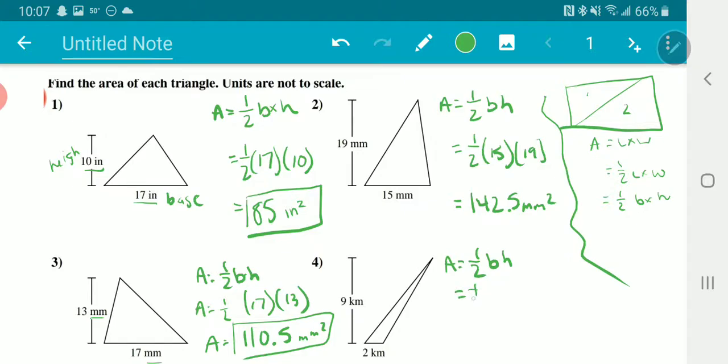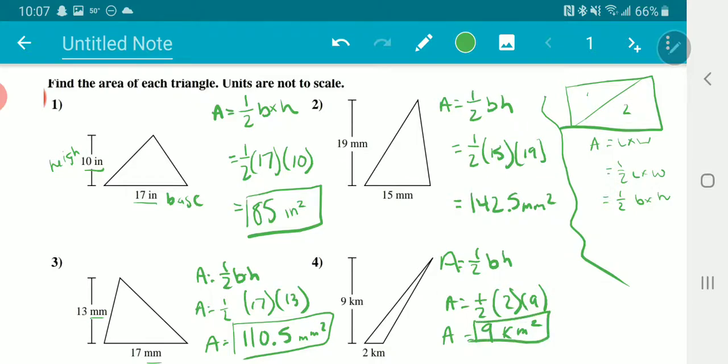My last one for the notes is area equals 1/2 base times height. So my area is going to be 1/2 times 2 times 9, and that is going to come to an area of 9 kilometers squared. Okay? Make sure you copy down these notes.